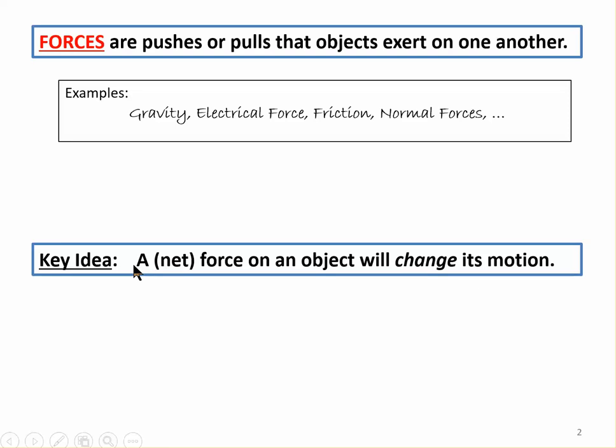And the key idea that we're going to be exploring in these tutorials is the notion that a net force on an object will affect or change its motion. A net force here simply means that, for instance, imagine if I had an object and there were two forces on it, but they balanced each other out. In that case, there'd be no net force and the object's motion wouldn't be affected. So we're going to consider cases where there is some net force on an object and determine how it affects the object's motion.